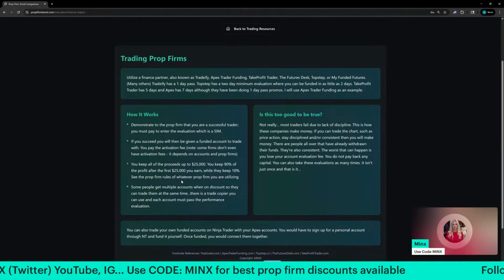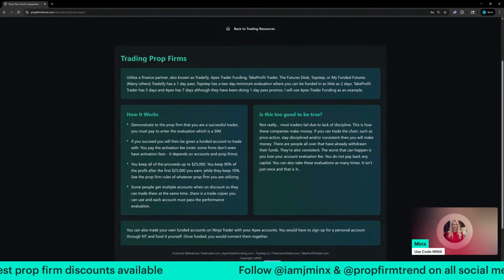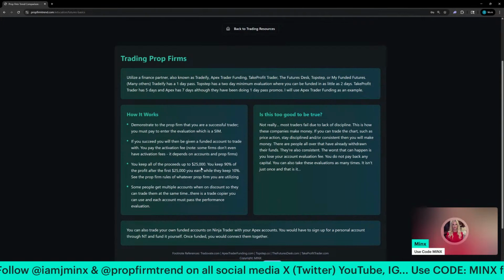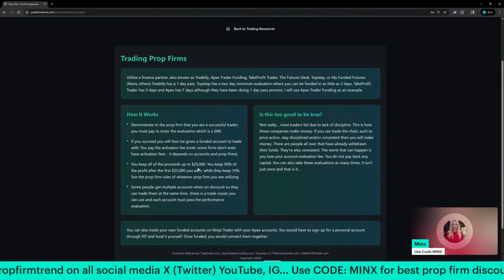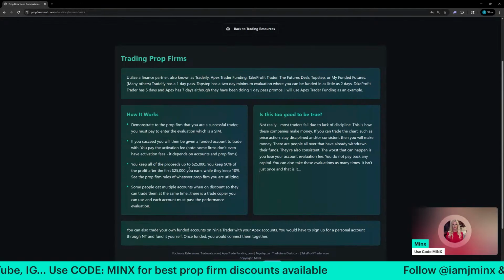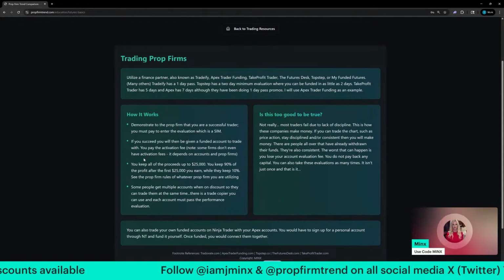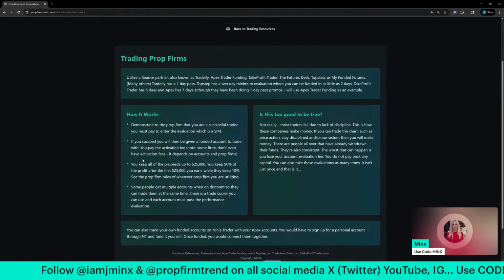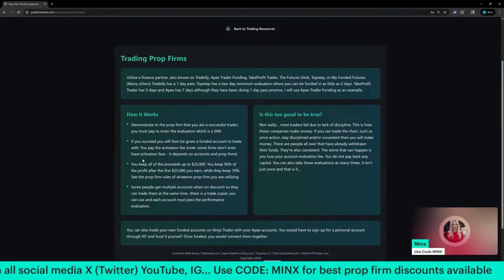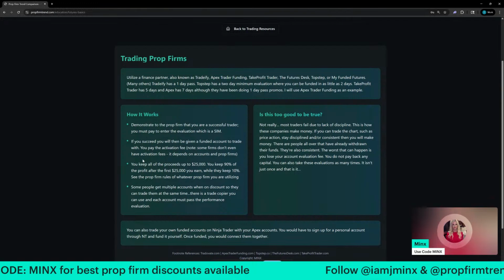So you want to see the prop firm rules for whatever prop firm you're utilizing because they're all different. Some have 90% profit split. Some have 100%. Some have 80%. So again, just read through their rules and do your own due diligence. Some people get multiple accounts when on discount, so they can trade them at the same time. There is a trade copier you can use, and each account must pass the performance evaluation standalone because they're all standalone accounts.